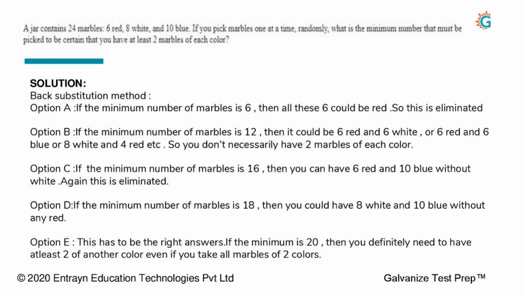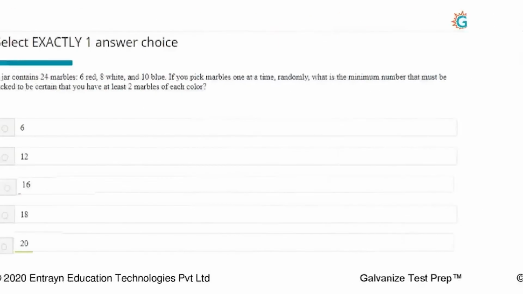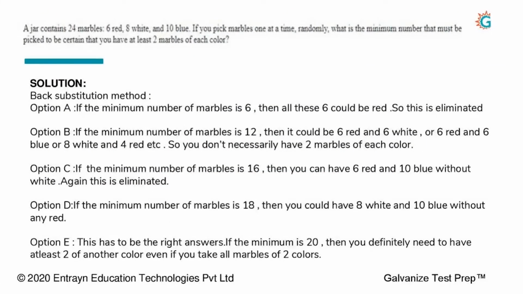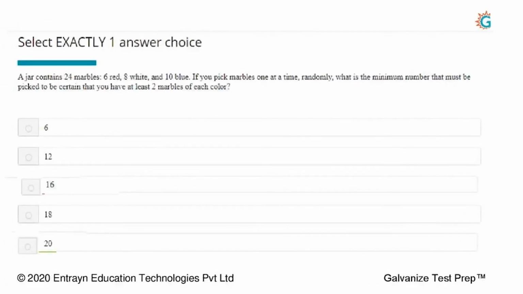So the question is asking which of these can be the minimum number. Suppose I start with the minimum number as 6 marbles. Now all 6 can be red, which means I don't have 2 of each color. So this means I can eliminate that option A. Clear? Now if I go for option B, which is 12, if I say the minimum number is 12, then I could have 6 red and 4 white, which means I'm ignoring blue, or I could have 10 blue and 2 white, which means I can ignore red. Some kind of combination, at least one of the colors can be ignored, right?